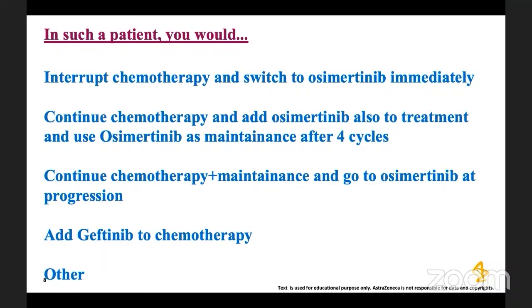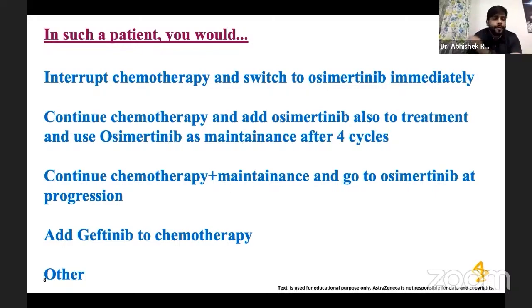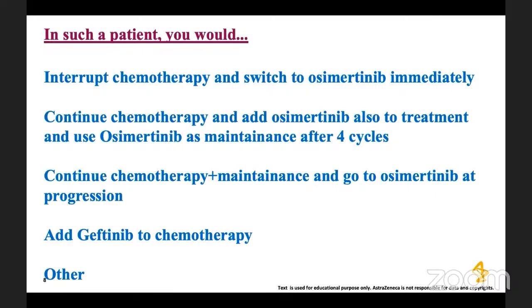I usually prefer to complete 4 cycles if the patient tolerates very well, and then put on maintenance osimertinib. I usually don't interrupt after 1 or 2 cycles. This is what I usually do. Dr. Ritesh, what is your practice? And Dr. Ashwin also? If the patient has a sensitizing EGFR mutation, I usually switch to the TKI.